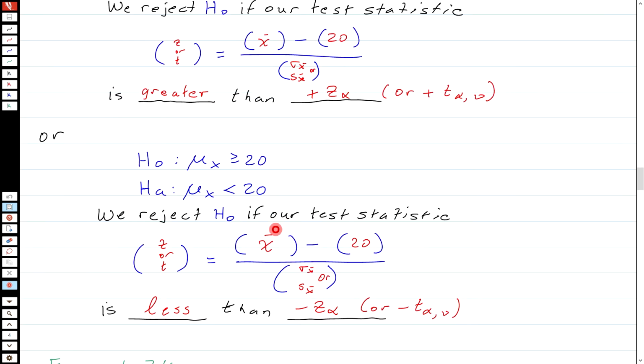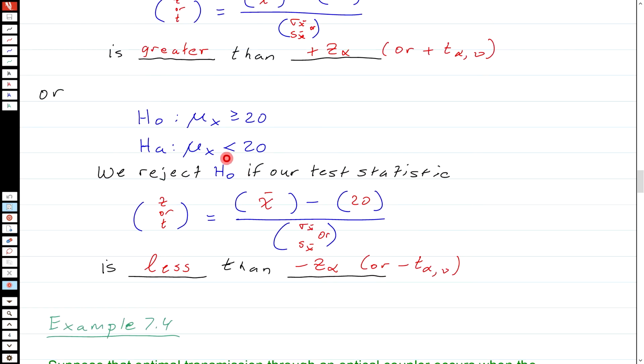The other one-sided test is when we have mu x less than 20. So the null would be mu x greater than or equal to 20, and we test mu x equals 20 against the alternative mu x less than 20. Everything else is the same, except now because we've got a less than there, we put less here, and we're looking in the negative direction. So we get a minus sign here, and this is either minus z alpha or minus t alpha at n minus 1 degrees of freedom.